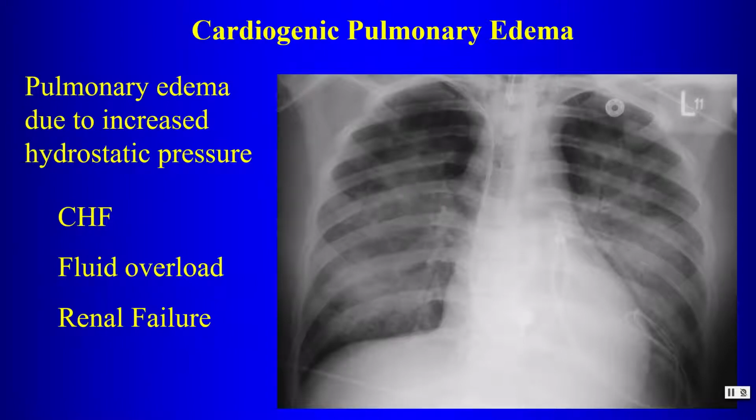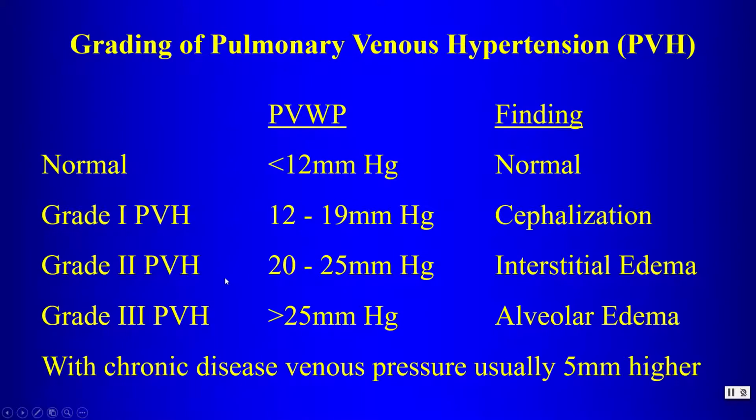So cardiogenic pulmonary edema is caused by increased hydrostatic pressure. We can see this with congestive heart failure. We can see it with fluid overload. We can see it with renal failure. And here you have a typical appearance of pulmonary edema with bilateral perihilar consolidations. This has been called a bat wing or butterfly pattern of consolidations. And this may be associated with fluid overload pulmonary edema.